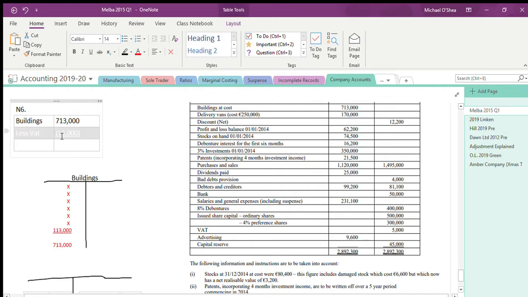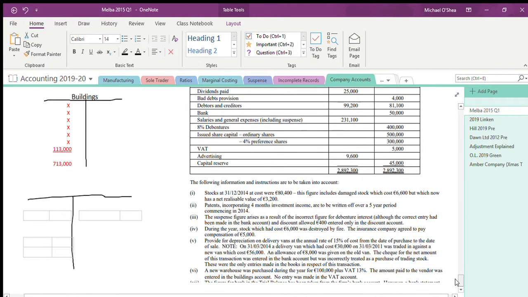So what am I going to do? I'm going to take away the VAT. The VAT has to go out of this. 13,000 is gone. The reason I do so is because VAT has its own separate account, and it's never included in a fixed asset. So that's one thing to write down if you weren't familiar with it, because this is a small, quick note, but one that I'm guessing confused a couple of people.